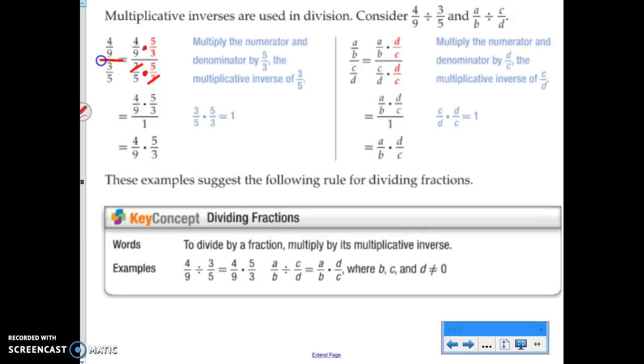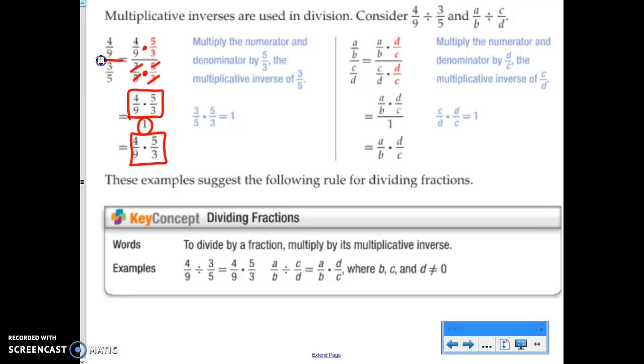And when you do that, these 3's and those 5's cancel, leaving you with just a 1, which is how they're getting that there. And we know that this whole thing, 4/9 times 5/3 divided by 1, is really just the same thing as saying 4/9 times 5/3. So that's just kind of a little bit of logic behind why we don't divide fractions. So anytime you have fractions that you're dividing, make sure that you're multiplying by the reciprocal, okay?